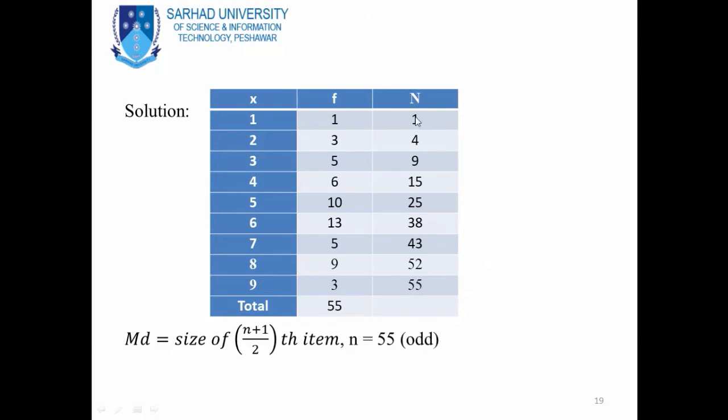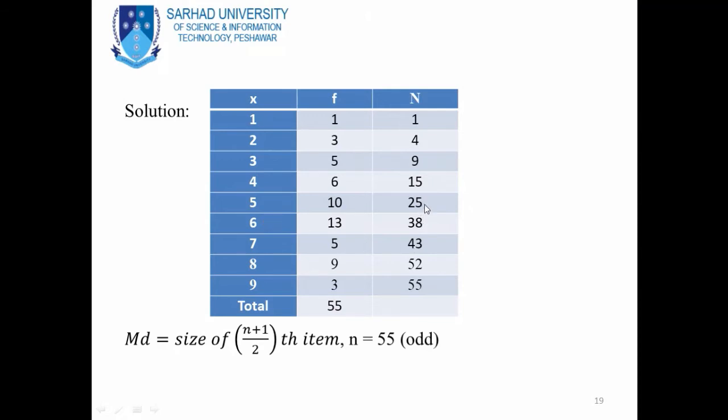One means at the first position, this number lies. Similarly, from position number 2 to position number 4, this term lies. From position number 5 to 9, this number lies. Similarly, from position number 10 to 15, 4 lies, and from 16 to 25, 5 lies. Similarly, 6 lies at the positions from 26 to 38.